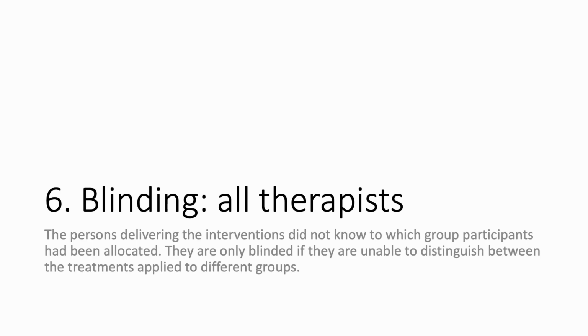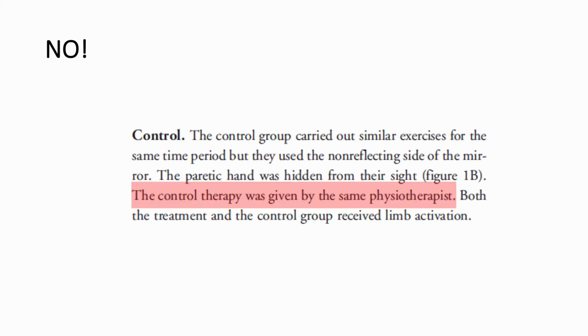Next, we're looking at whether or not the therapists were blinded. In physical therapy research, or in journals that publish physical therapy research, sometimes it's not a therapist, but just a person delivering the intervention. So we want to know, do the people delivering the interventions know to which group the participants had been allocated? And this can be another tricky one, like with the participants, because we can claim that there was blinding. However, if the therapists are aware or they can tell the difference between the two interventions, then how can they possibly be blinded? So they are only blinded if they are unable to distinguish between the treatments that are being applied to different groups. The researchers did not satisfy this criterion in this particular article.